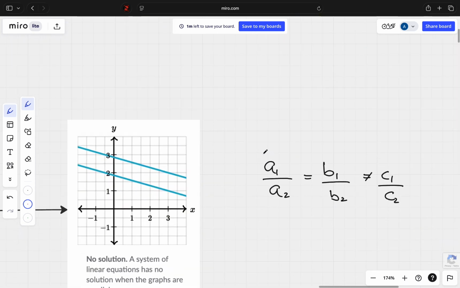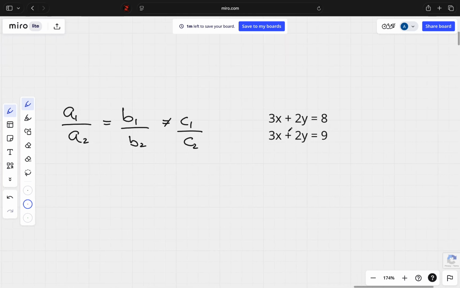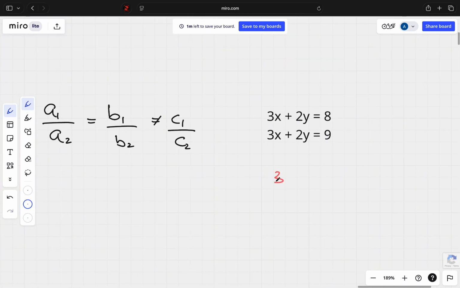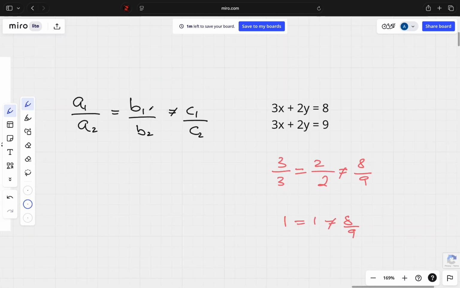The second case is if we have no solution. In this case a1 over a2 equals b1 over b2 but not equal to c1 over c2. So for example, in this case a1 is 3, a2 is 3, b1 is 2, b2 is 2, c1 is 8, c2 is 9. In this case 3 over 3 is 1, which equals 2 over 2, which is 1, but it's not equal to 8 over 9. So 1 equals 1, but it's not equal to 8 over 9, which means it's going to be no solution.